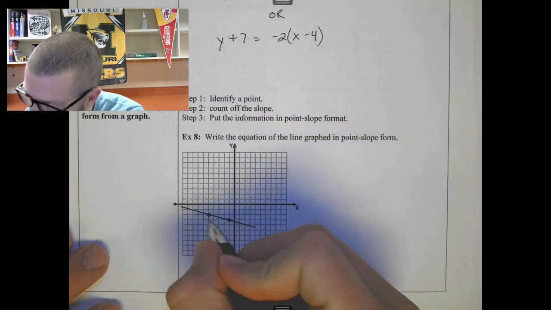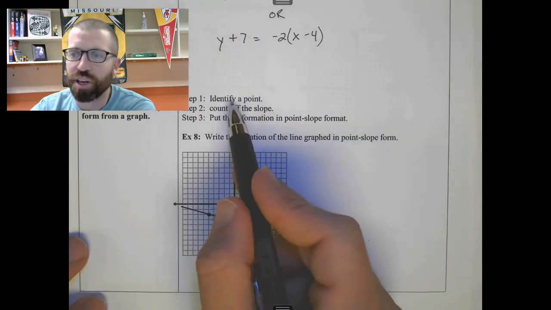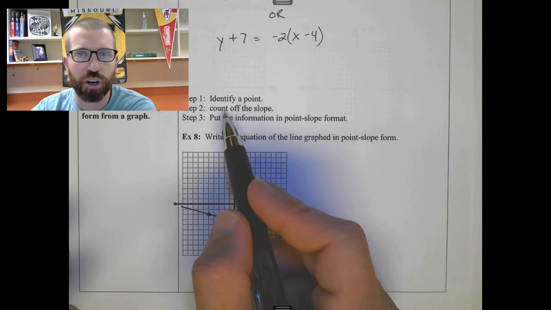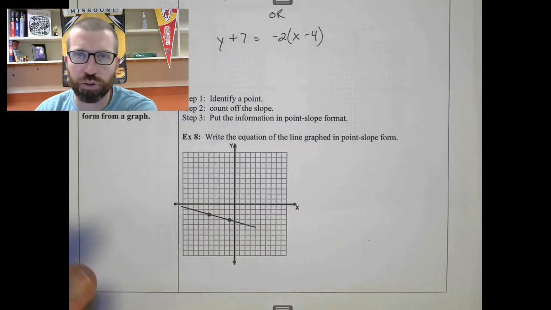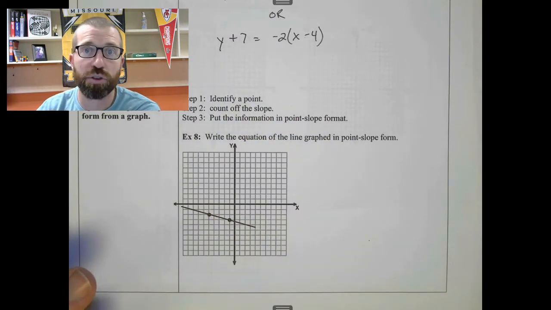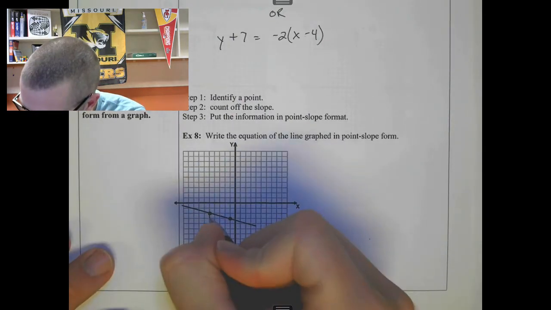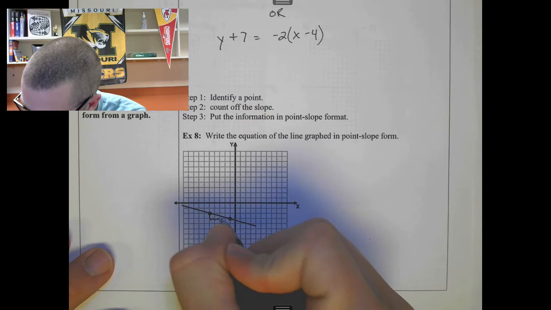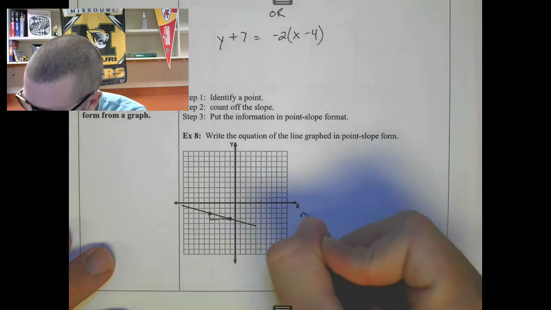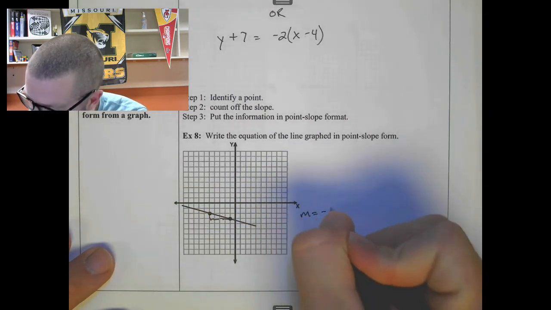Okay, so I'm going to find the slope first. And I know I said this is identify a point. See, I always like starting off with the slope. Start off with the slope because that's the same in every single equation of the line you write. Think about the slope first. So I'm going to go down 1 and over 1, 2, 3, 4. So my slope is negative 1/4.